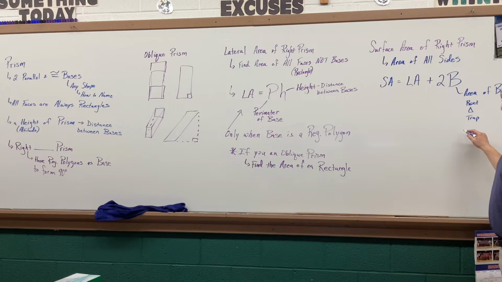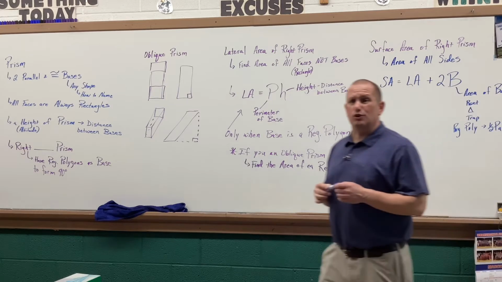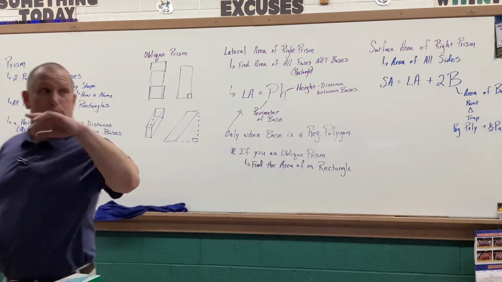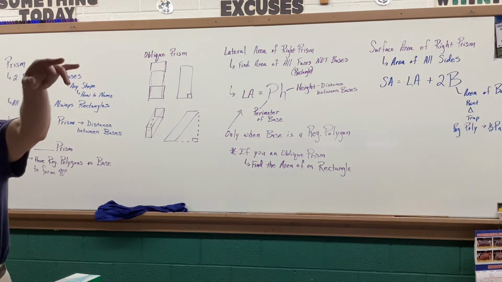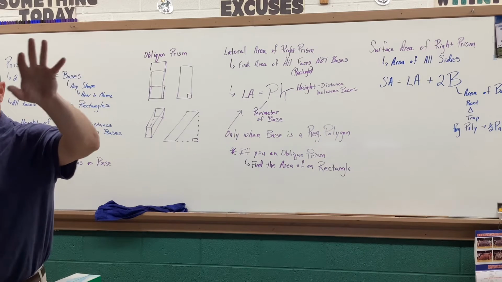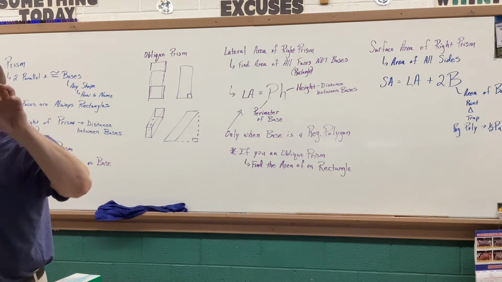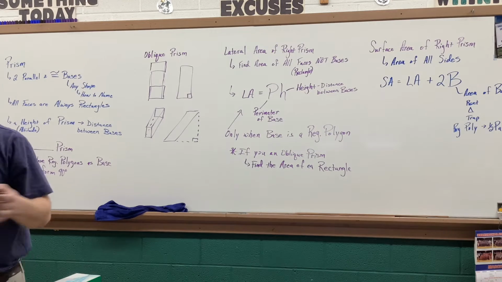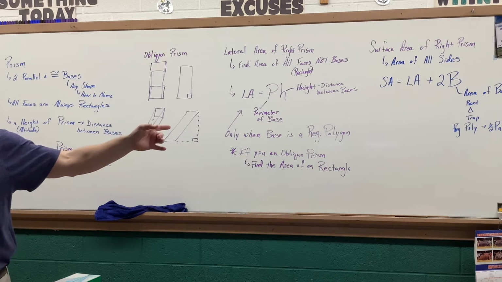And then the last one that's going to happen is a regular polygon. One-half P A. Okay? So the regular polygons are probably the hardest. If we went back to that last shape that we had up on the board, where we had an octagonal prism, then you'd have to find the area of that octagon. And that's where we use one-half P A.